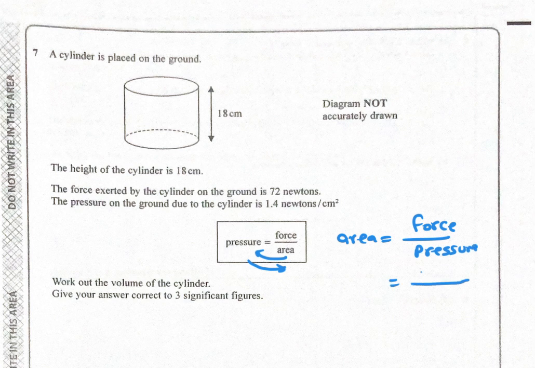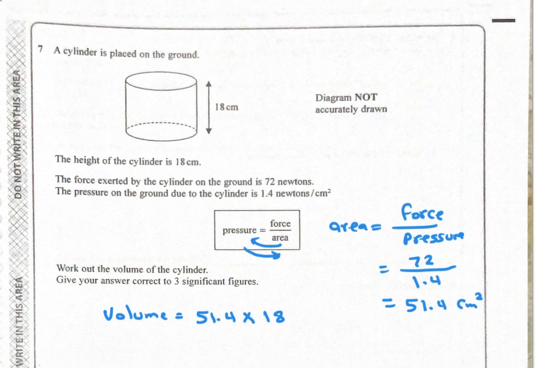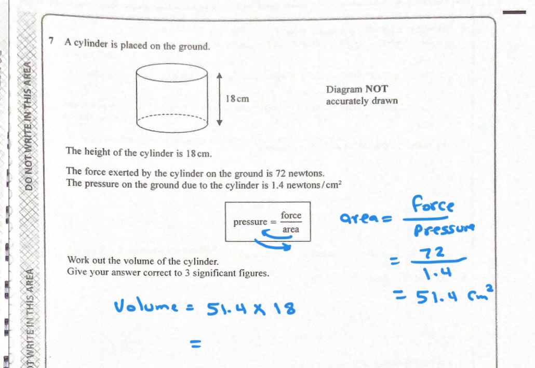So equals 72 divide 1.4 equals 51.4 centimeter square, to 3 significant figures. Now the volume of the cylinder equals pi r square, the area 51.4, times the height, which is 18, equals 925 centimeter cube to 3 significant figures.